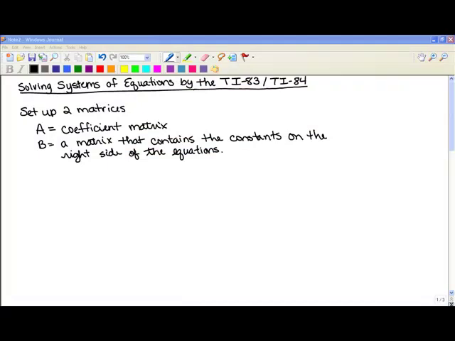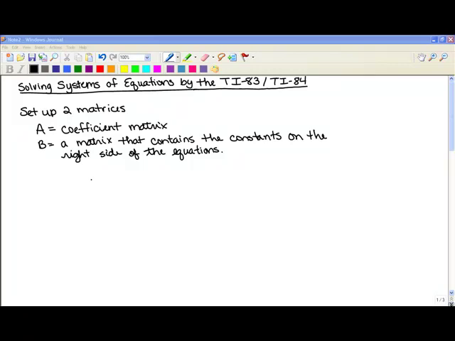This video will teach you how to solve systems of equations by the calculator. First, you need to set up two matrices, matrix A and matrix B. Matrix A is a coefficient matrix containing only the coefficients, and matrix B is a matrix that contains the constants on the right side of the equations.